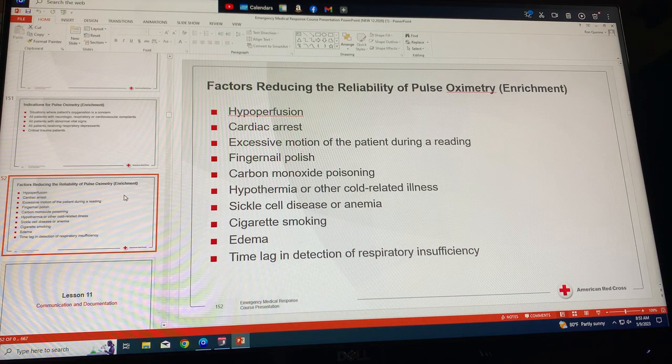Time lag in detection of respiratory insufficiency. The pulse oximeter could warn too late of a decrease in respiratory function based on the amount of oxygen in circulation. Okay, and that concludes everything in lesson 10.